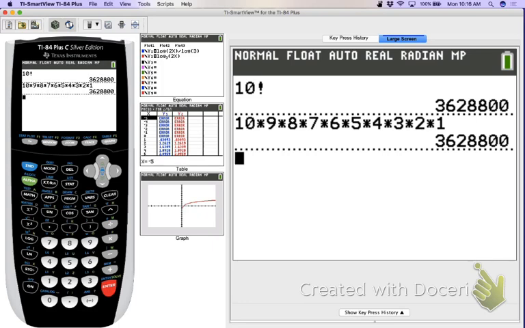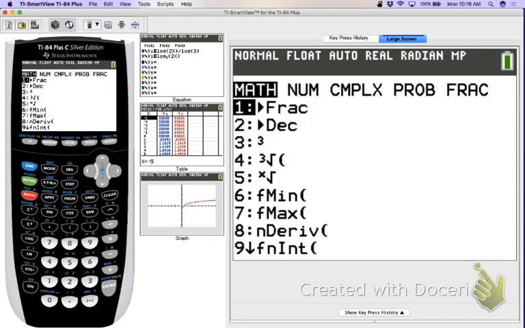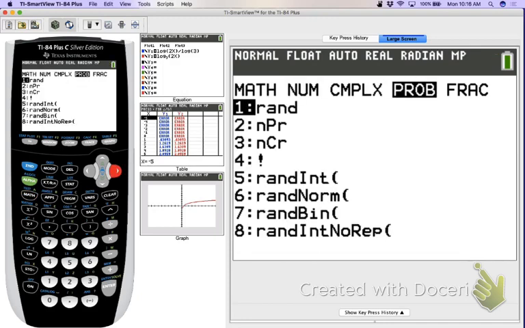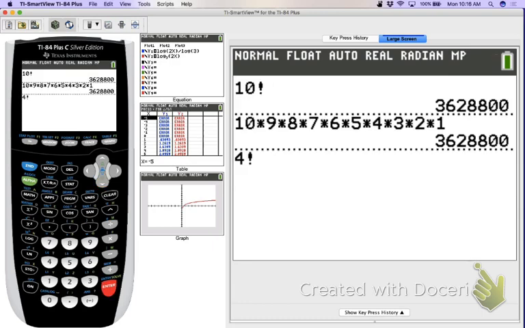Can you do that one more time? Yep. So if we just do the 4, if I hit 4, I'm going to go math. I'm going to arrow over to probability, or PROB, and then I'm going to go down to 4, and I'm going to hit enter. And then I'm going to hit it again.